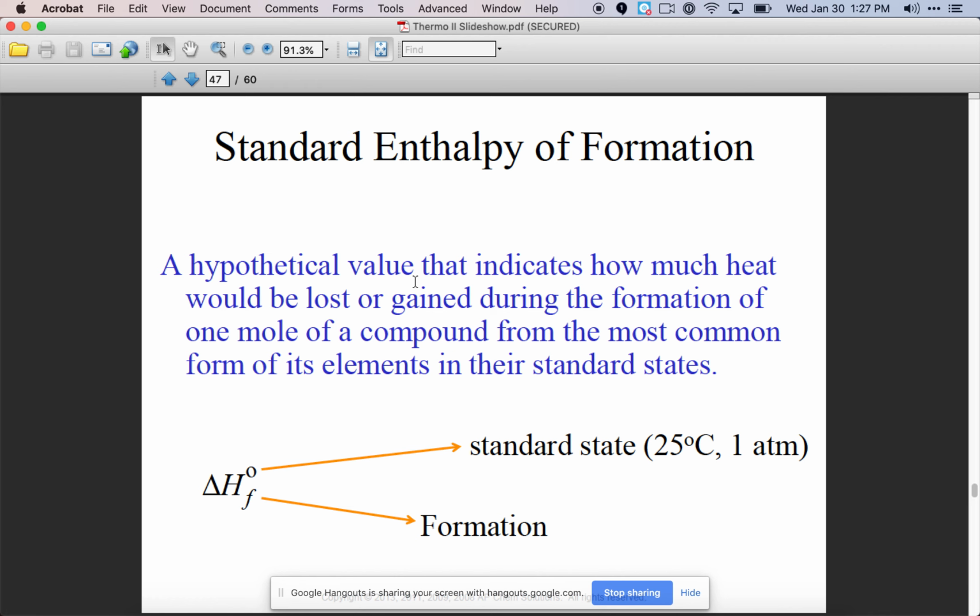Now, this is different than average bond enthalpies. This is essentially how much heat, if you took 1 mole of that compound and made it from all of its elements. And we know standard state is 25 C or 298 Kelvin. If it's a gas, it's going to be at 1 atmosphere. If it is a liquid, it's going to be 1 molarity.